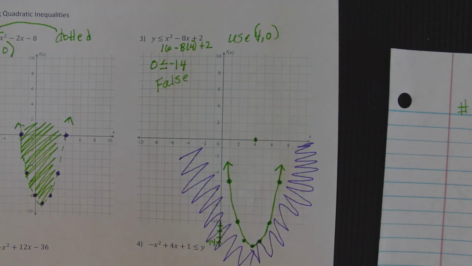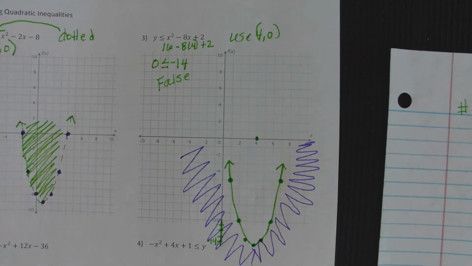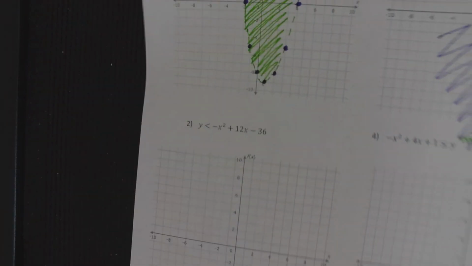All right, let's do number 2, especially since there's a negative in there, and then I'm done. Okay, so let's look at number 2.